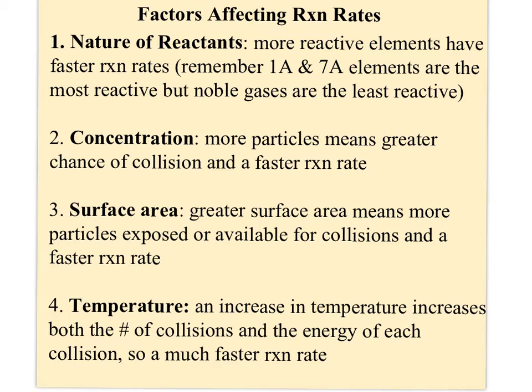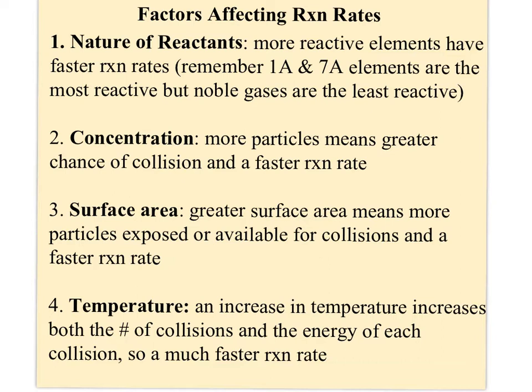So the first one is something that your book calls the nature of the reactants. And that simply depends on how reactive the elements are. More reactive elements are going to have a faster reaction rate because they more easily, or with less energy, can gain or lose electrons. So remember, 1A and 7A elements are the most reactive in the metal and the non-metal groups, whereas the noble gases are going to be the least reactive.